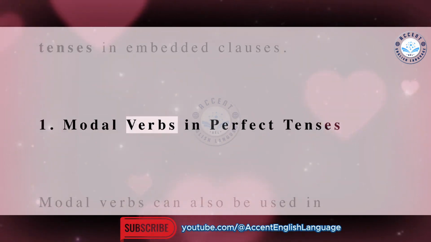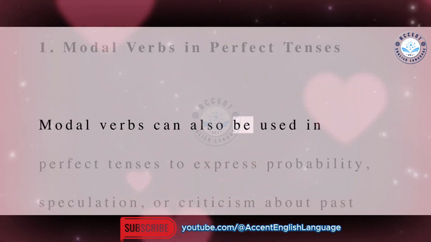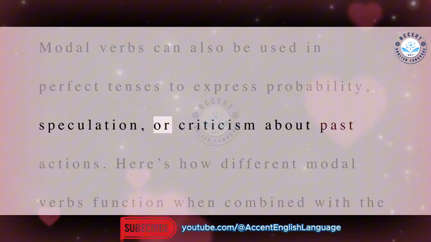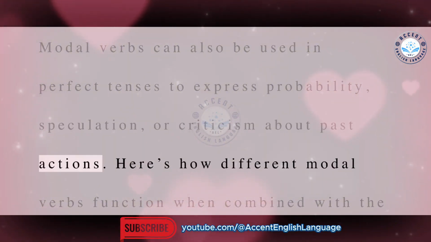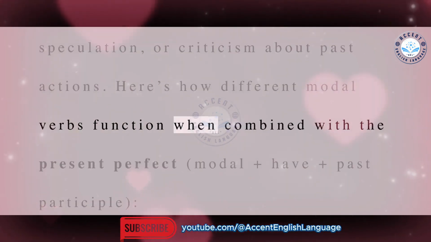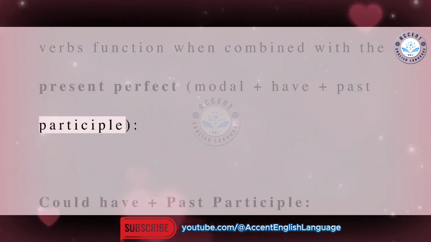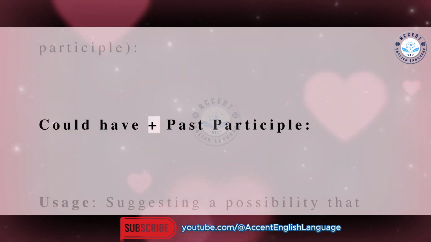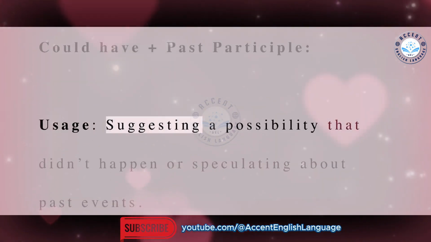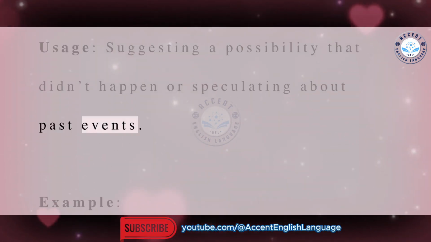1. Modal verbs in perfect tenses. Modal verbs can also be used in perfect tenses to express probability, speculation, or criticism about past actions. Here's how different modal verbs function when combined with the present perfect. Modal plus have plus past participle. Could have plus past participle. Usage, suggesting a possibility that didn't happen or speculating about past events.